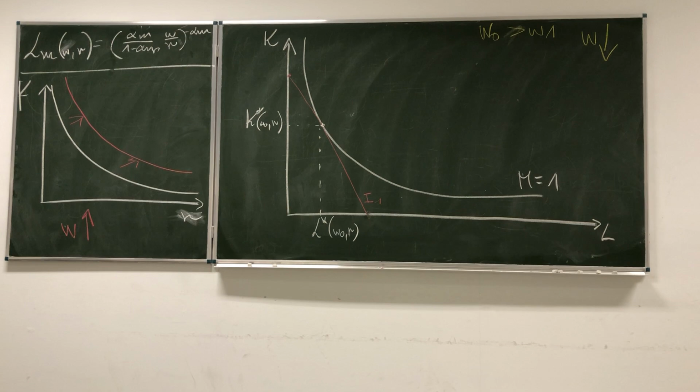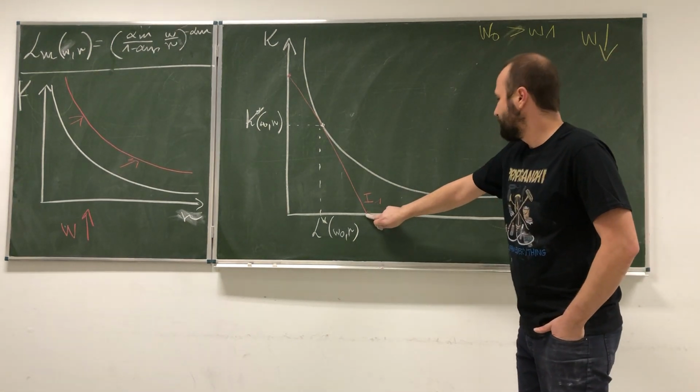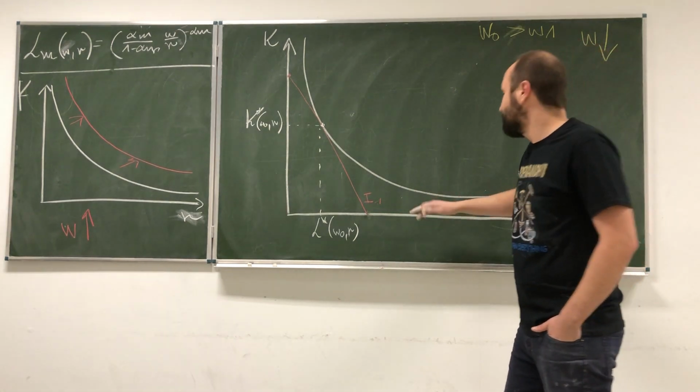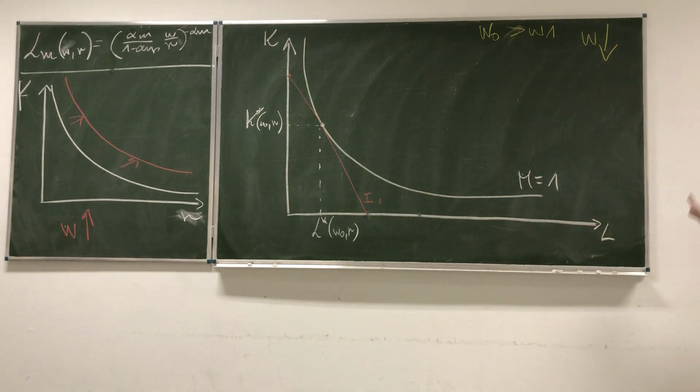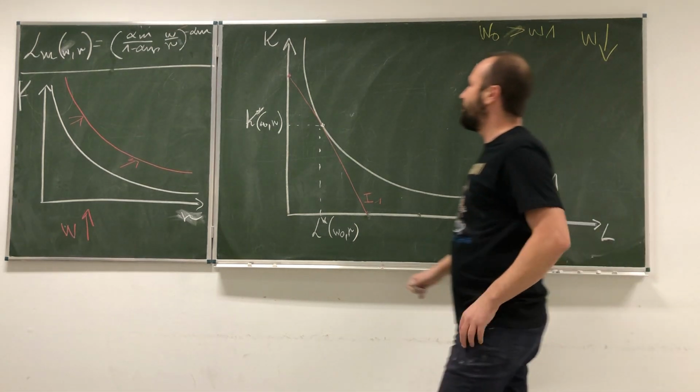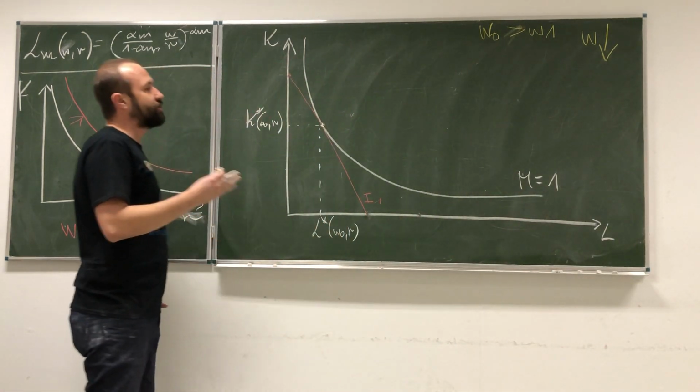It means that this point must move somewhere here. Why? Because now we can afford to purchase services of more labor with the same money, right? So our isocost line is changing its slope.